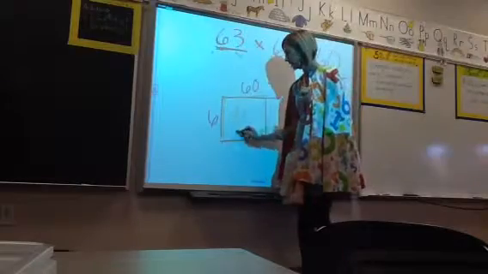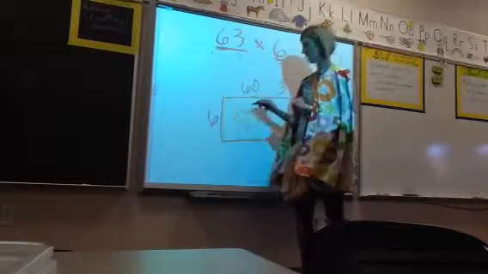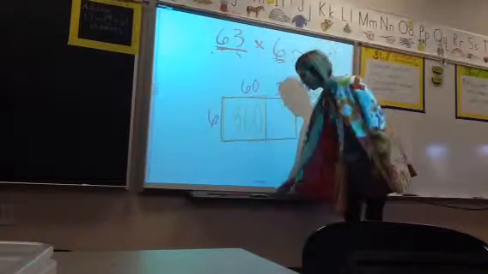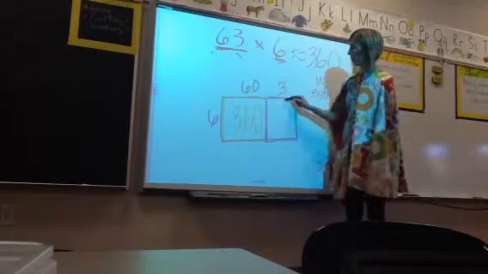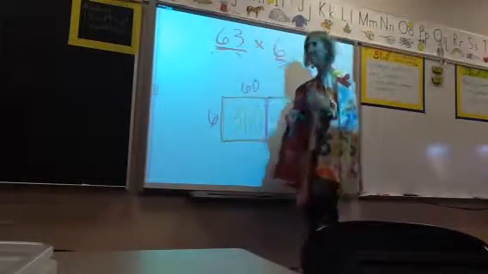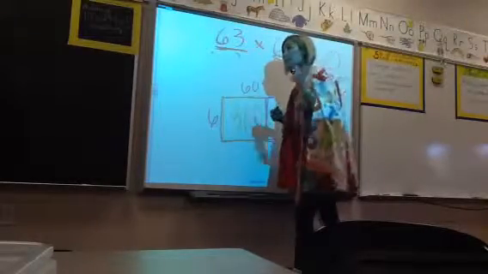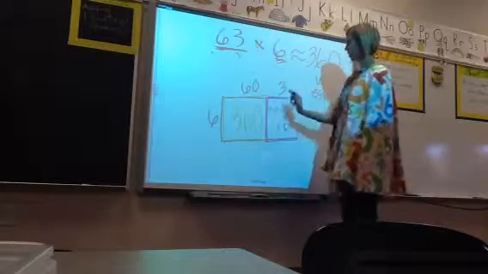And 6 times 6 is 36, and I'm not done because that was 60. So I need to attach a 0. And there's 1 partial product, and now I need the other. So I have a 3 by 6, so 6 times 3: 6, 12, 18. So there are my 2 partial products.